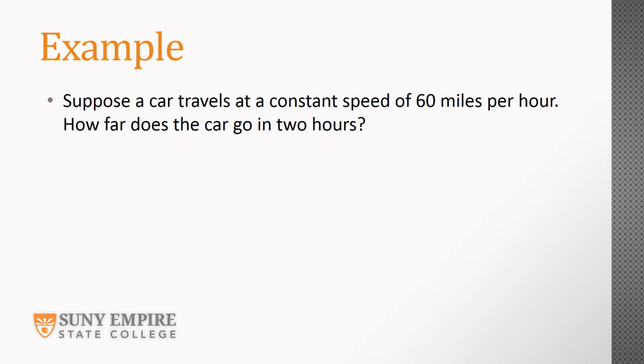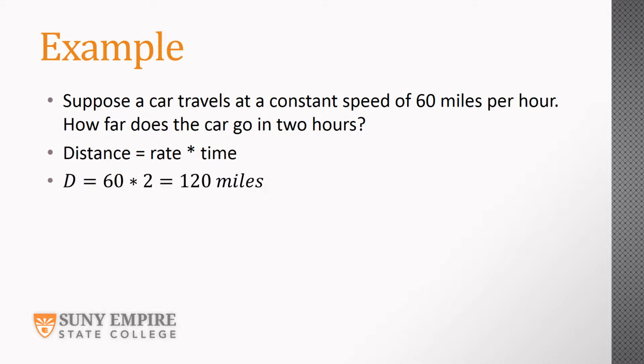Consider a situation where we drive a car at a constant speed of 60 miles per hour. How far have we traveled in 2 hours? But this is just a simple distance problem. To find the distance, we simply multiply the rate by the time. So we have 60 multiplied by 2, and we find that we have traveled a distance of 120 miles. How will this help us with finding antiderivatives?